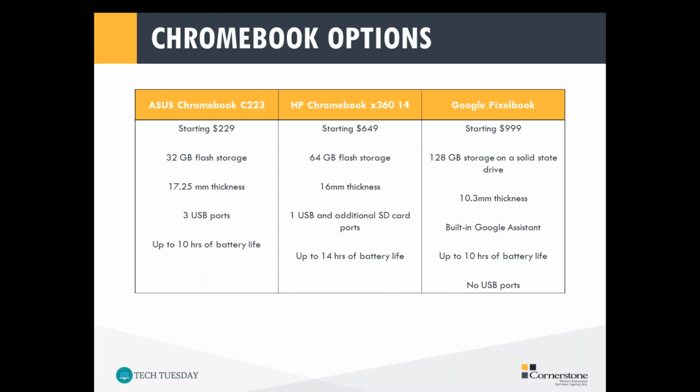There are a few different options out there, but the typical starting point that I like to use is the Asus Chromebook C223. It's probably actually the best value on the market for what a Chromebook is, starting at $229. It's got 32 gigabytes of flash storage, which just means you're basically looking at as much storage as a large thumb drive, as well as a 17.25 millimeter thickness. A lot of the price points that you see here, as it increases, means your notebook is becoming thinner and you're getting more storage out of it.